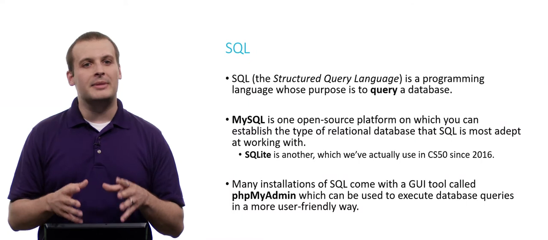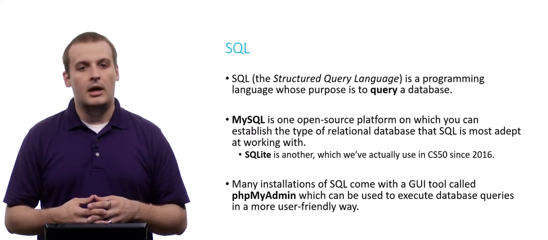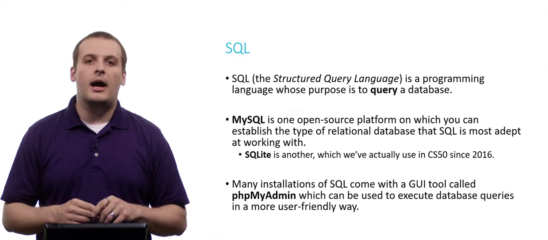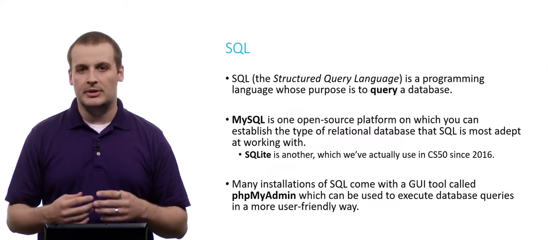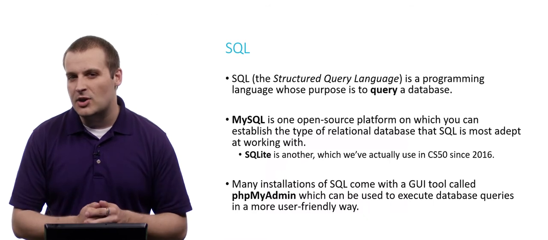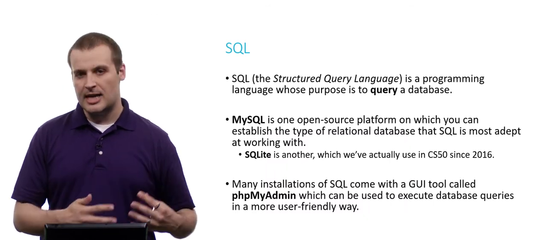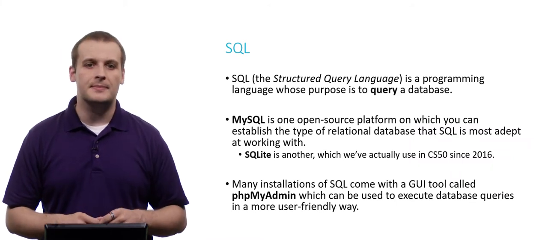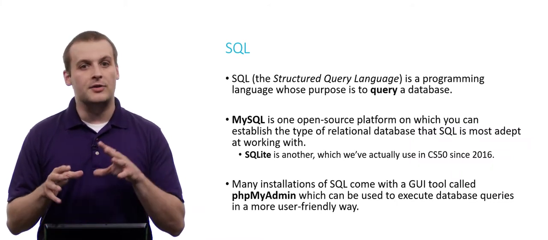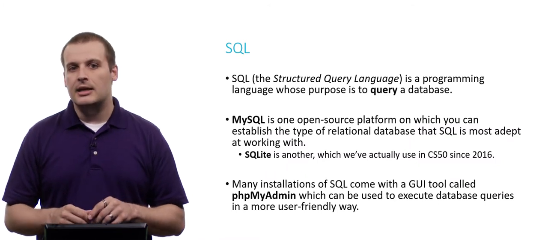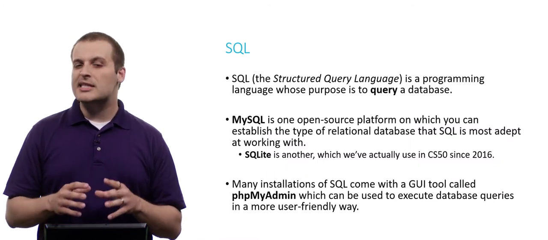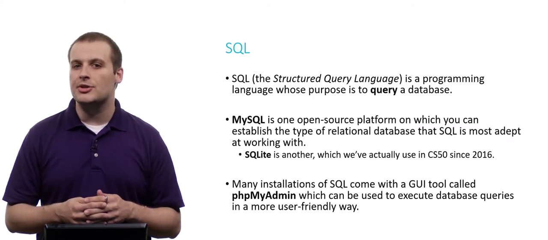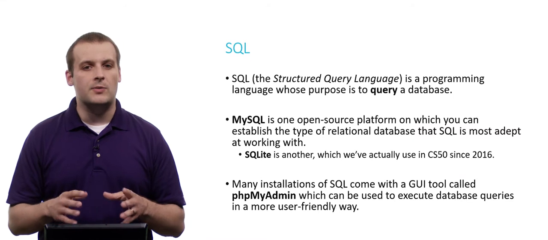And there are many different implementations of SQL. Two of the most popular are as follows. We have MySQL, which is an open source platform, and it is very commonly used to establish relational databases. We're not going to get into a lot of detail in this video about what a relational database is versus other types of database, but just know that there are more than one type, and we cover relational databases in this course. Another type, which we actually have used in CS50 since 2016, is SQLite, which has a very similar feature set to MySQL. But it's just a little more lightweight. It's a little easier to use on CS50 IDE, and so that's why we're actually going to be using that one in the class.